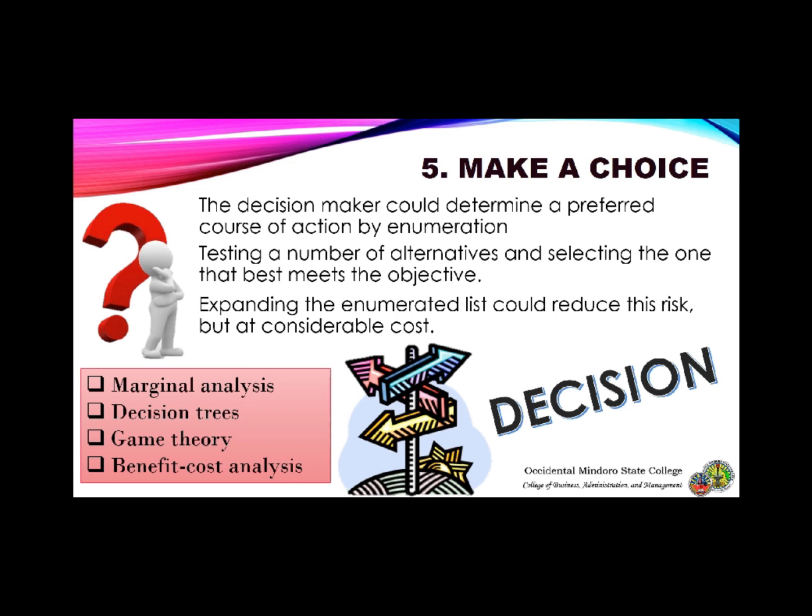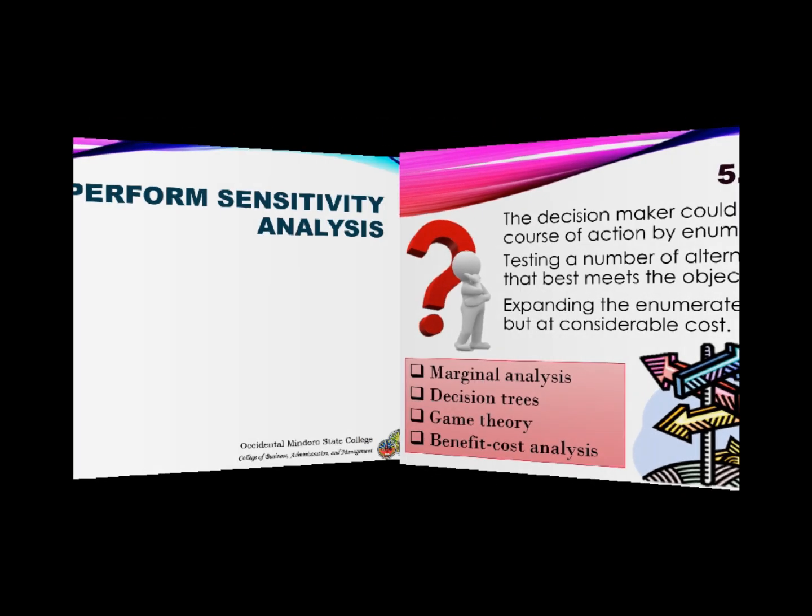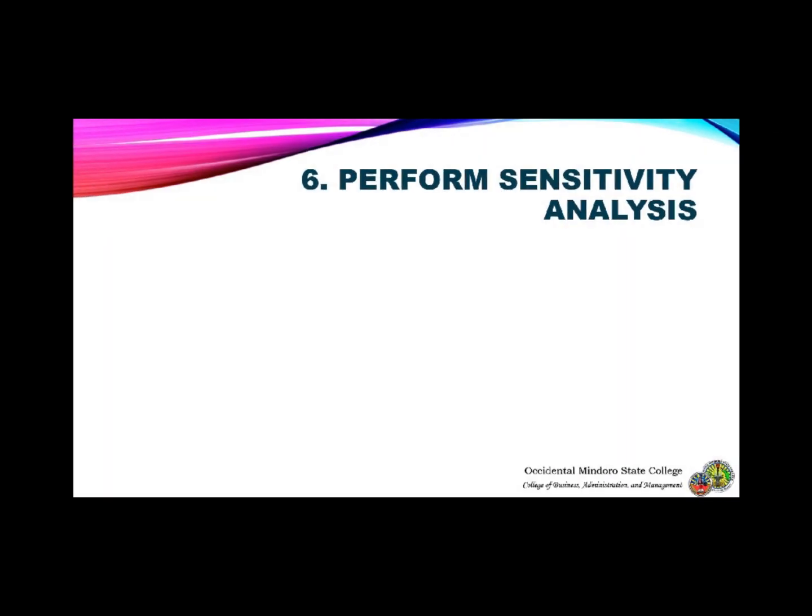And the last step is to perform sensitivity analysis. What features of the problem determine the optimal choice of action? How does the optimal decision change if conditions in the problem are altered? Is the choice sensitive to key economic variables about which the decision maker is uncertain?